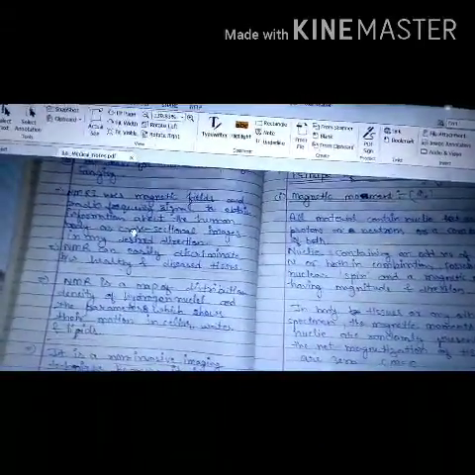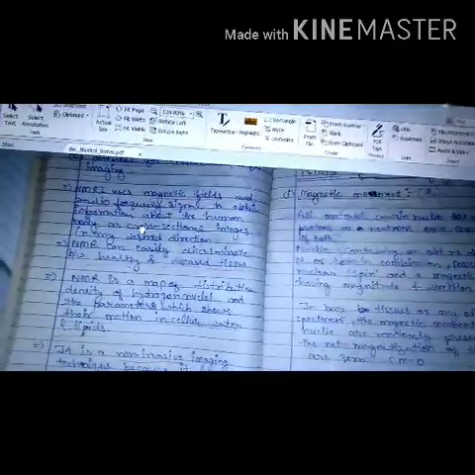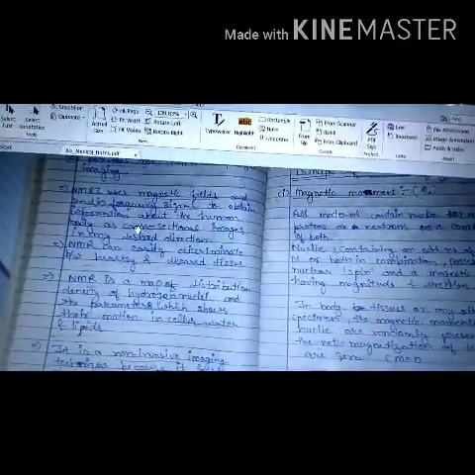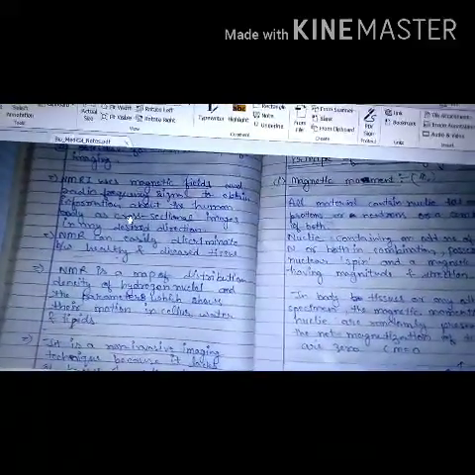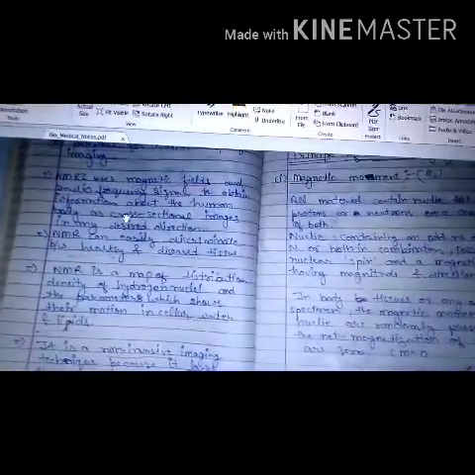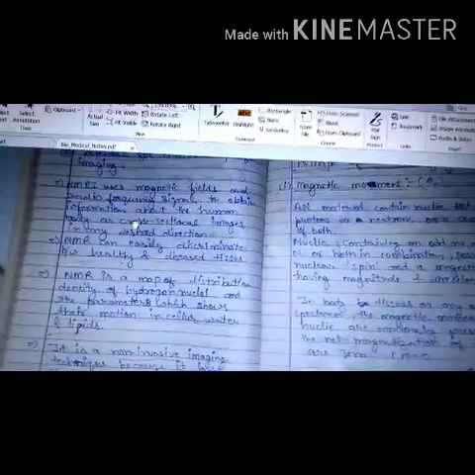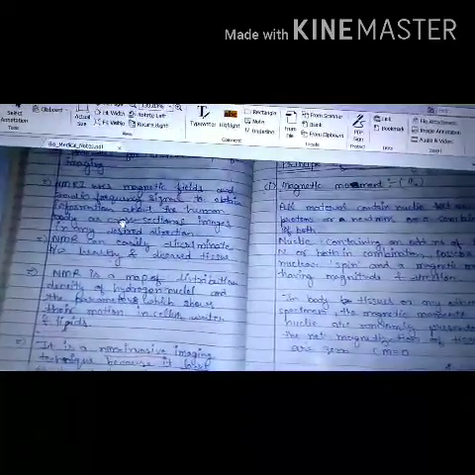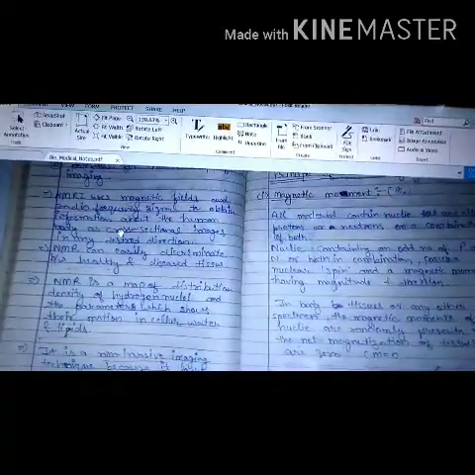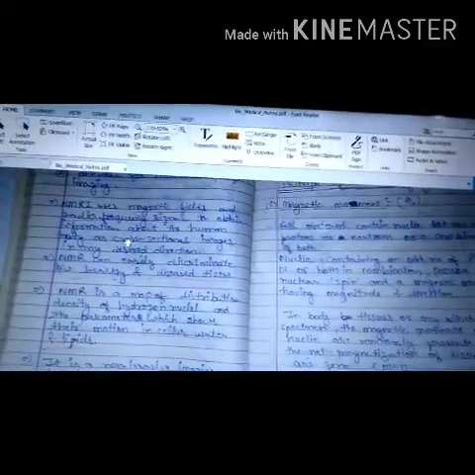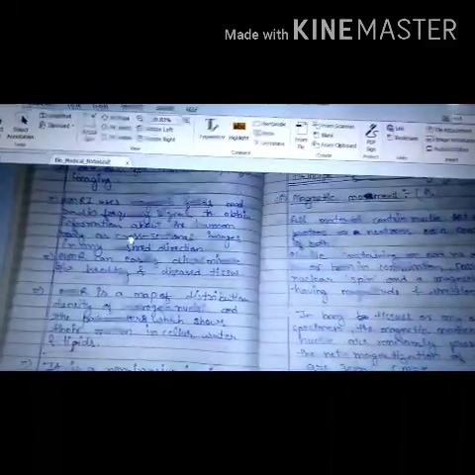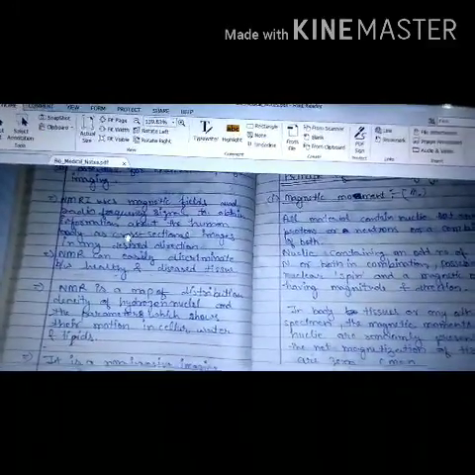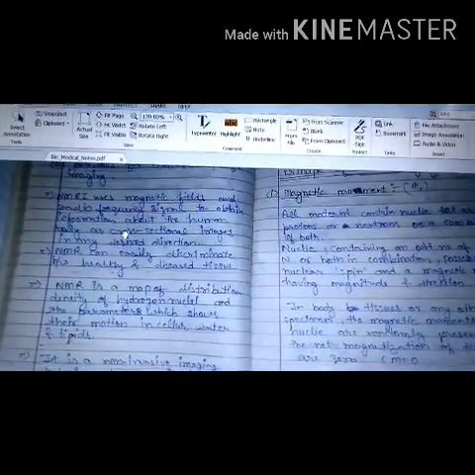NMR is a map of distribution density of hydrogen nuclei and the parameters which show their motion in cellular water or lipids. Okay, so it is a map of distribution density of hydrogen nuclei. Every cell has nuclei which contain hydrogen, and these parameters show their motion in cellular water and lipids. So different waters and lipids, that is body fluid, are included, and related to them we can get the results.